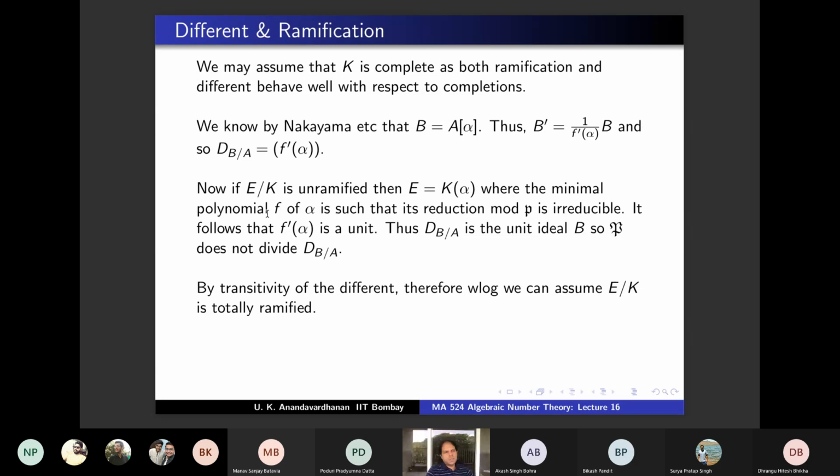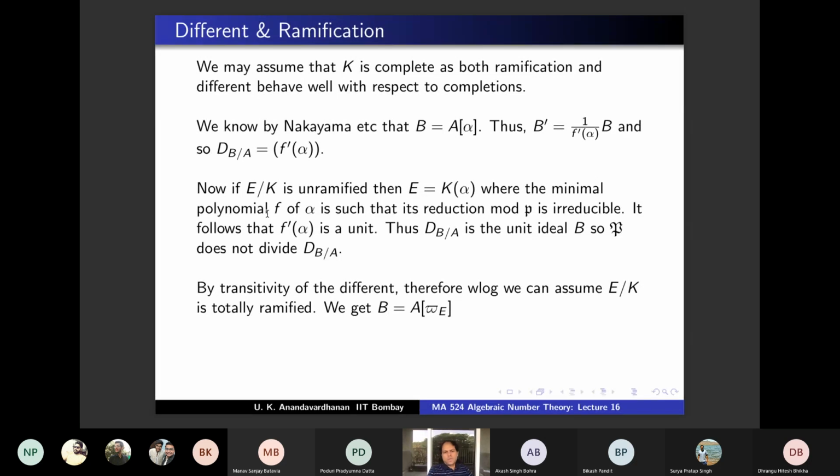Now, do you remember the keyword for totally ramified extensions? What was the characterization? That was also generated by a single element. What was the property? What was the keyword? Totally ramified extensions are generated by a root of an Eisenstein polynomial. Yes, Eisenstein. So it's generated by a root of an Eisenstein polynomial.